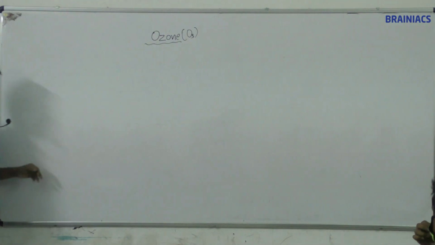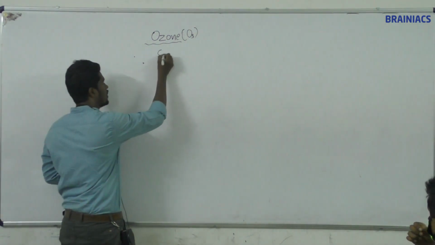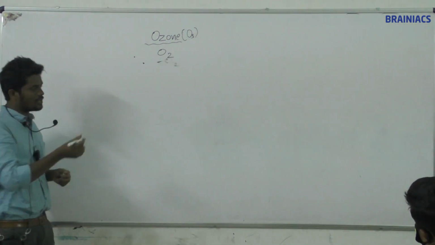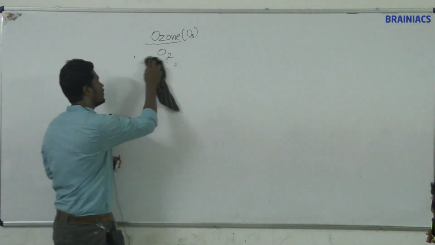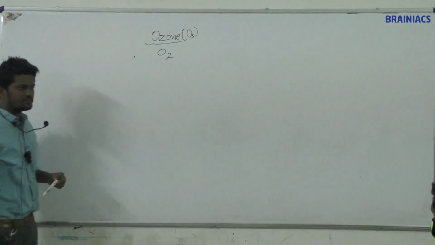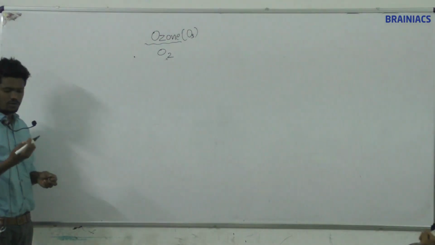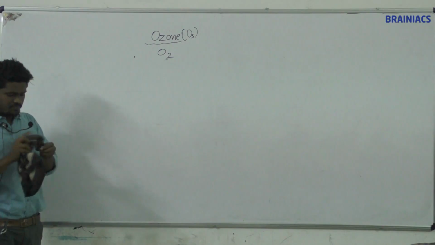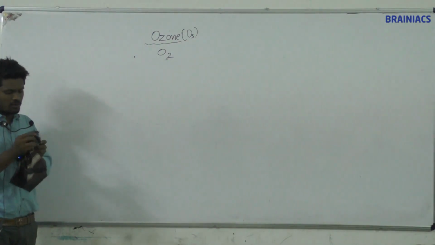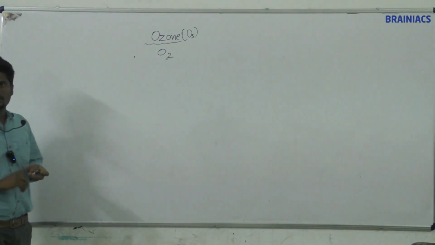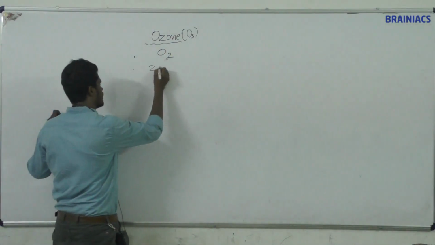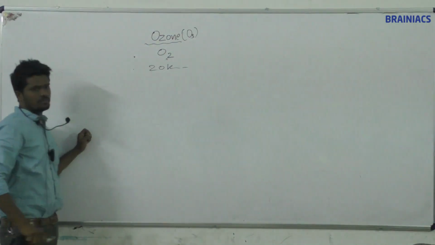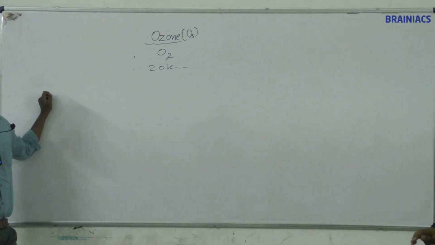So what is ozone? It is an allotropic form of oxygen. It is present about 20 km from sea level.